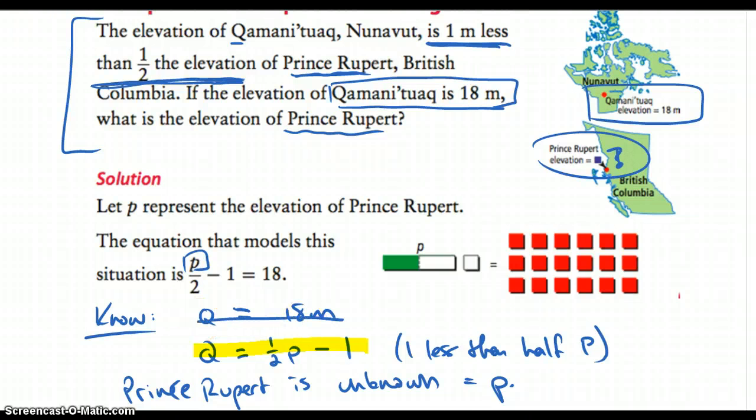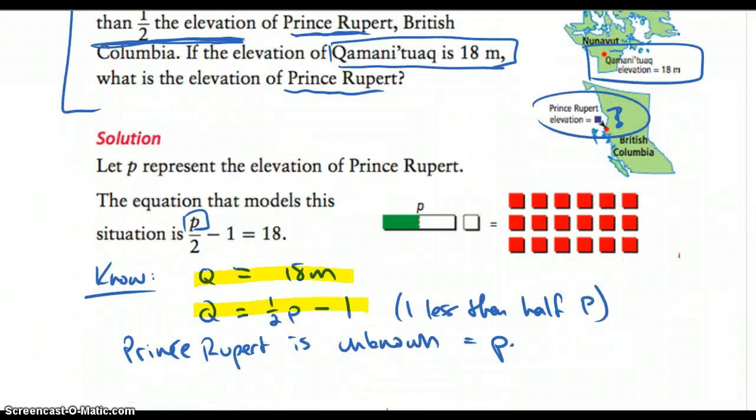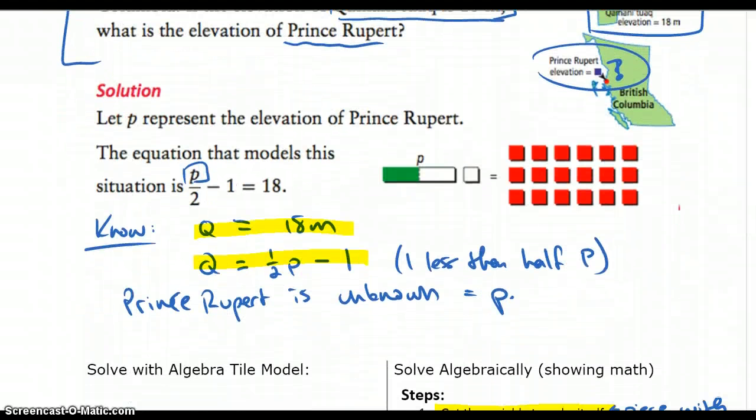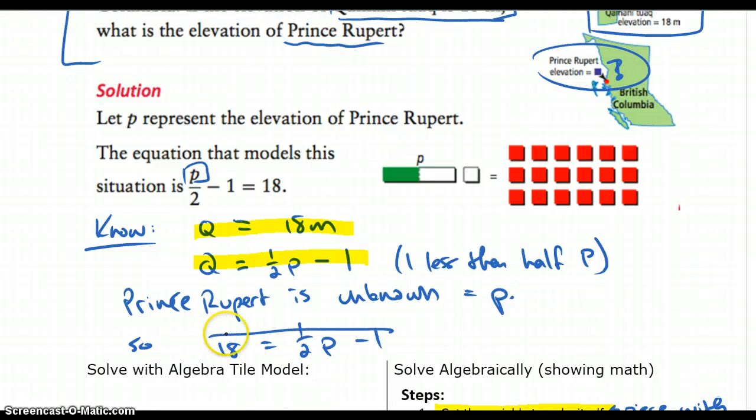So I believe it's the transitive property of equality that tells us that if Q is equal to 18 and Q is also equal to 1/2 P minus 1, then those two things are equal. The two highlighted pieces are equal. So 18 is equal to 1/2 of P minus 1. This is how they get the equation they're going to use here, that 1/2 of P minus 1.